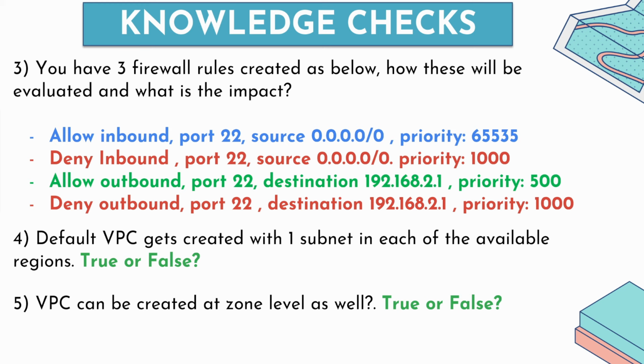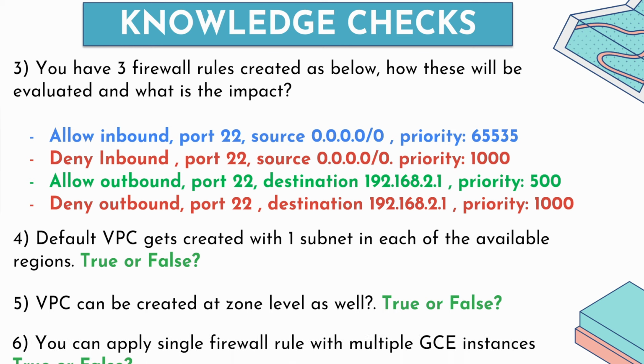A VPC can be created at the zone level as well. Is that statement true or false? The last one is, you can apply a single firewall rule to multiple GCE instances. Is that statement true or false?